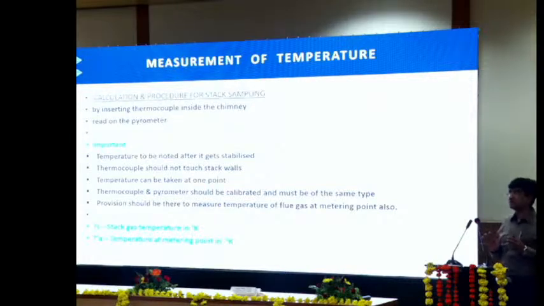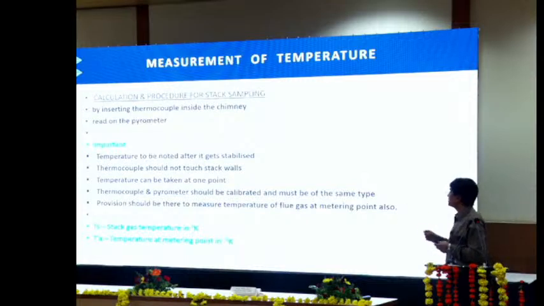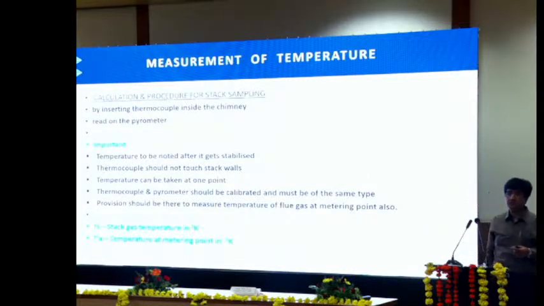Invariably, many people have a number of instruments, and they are not very particular about which probe or which thermocouple they use. So try to use both of the same type. If it is type K, your thermocouple and the pyrometer should be of the same type. Provision should be there to measure the temperature of flue gas at the metering point also. So whenever you are measuring flow, you should have the provision to measure the temperature also.